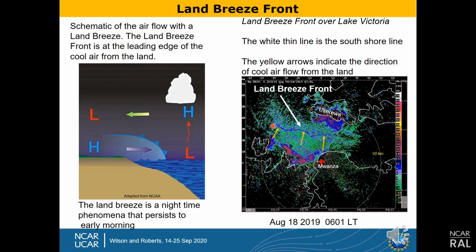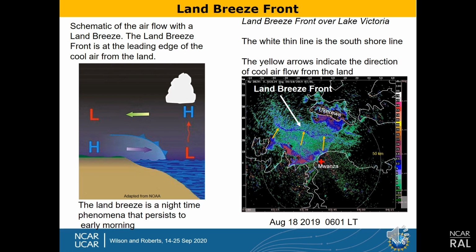Now let's take a look at a schematic of what is really going on here. Here we have the cool land at night. The air flows off that land over the water, and then we'll have our land breeze front out here. With this air coming out, you'll have air rising up, which can form clouds and even storms, and it gives you this circulation.